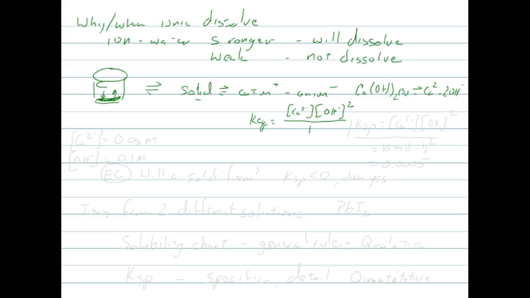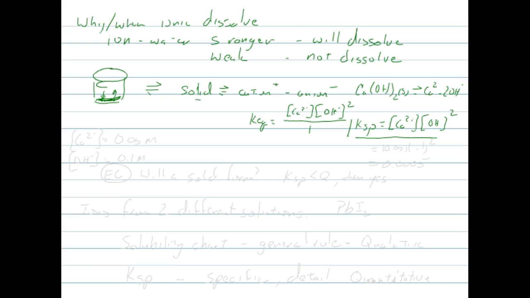So we have a special case, which is called KSP, for solubility product. Product means there's no division going on, and you just write the positive ion times the negative ion. So this is the KSP expression.